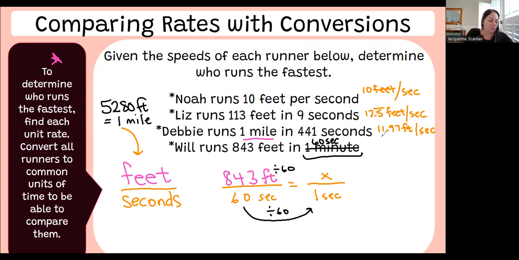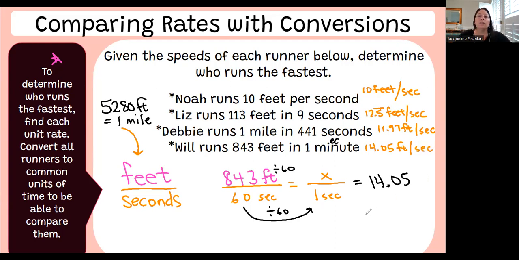All right, so I'm going to take 843 and divide it by 60. And that's going to give me 14.05. All right, so at the end, I know that Will can go 14.05 feet per second.